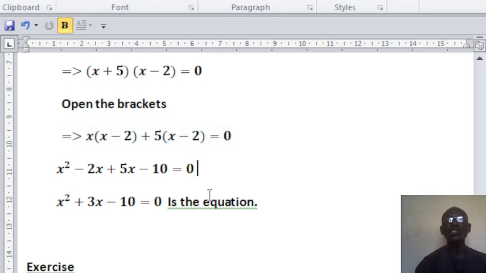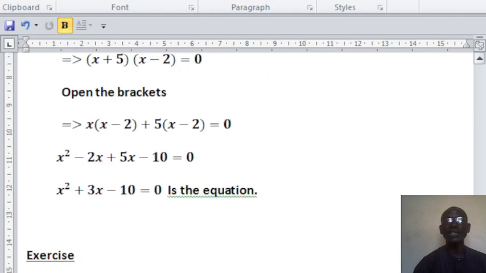So when you look at the equation, you do your arithmetic, you'll be having x squared, then minus 2x and plus 5x. By the time you do the arithmetic, from 5x minus 2x you'll be having 3x left, minus 10 equals 0, which is the equation whose roots are plus 2 and minus 5.